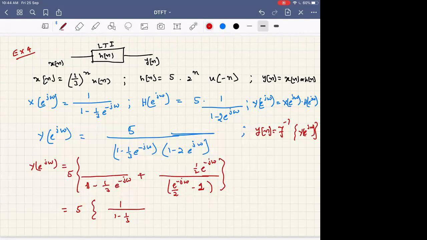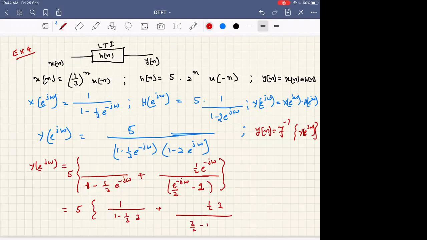I got 1 by 3 for both quotients. Quotients are 1 by 3. So let us just put Z. Z is not in fact e power minus j omega, but still we will put Z. Plus here half into Z. This Z is not that Z now. Z by 2, minus 1.